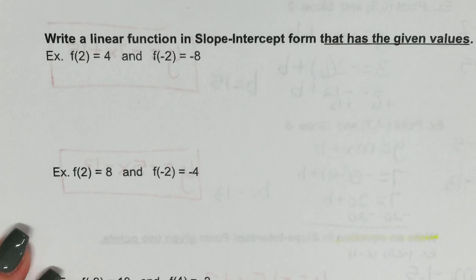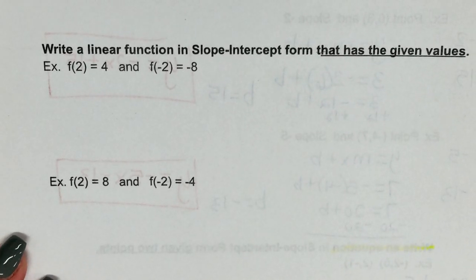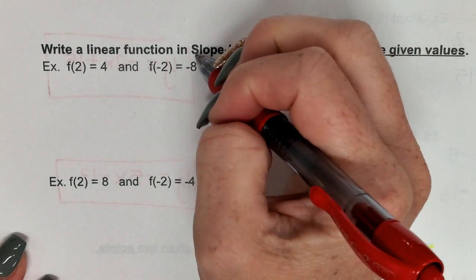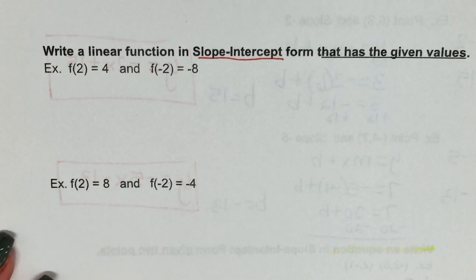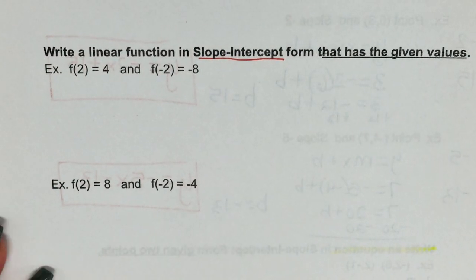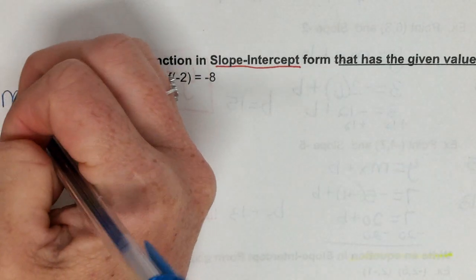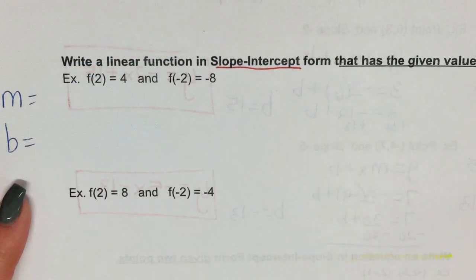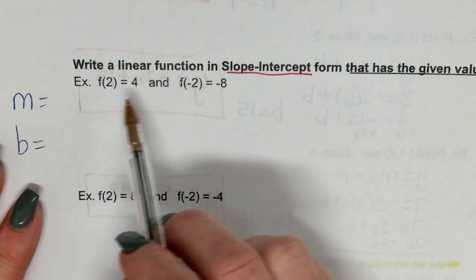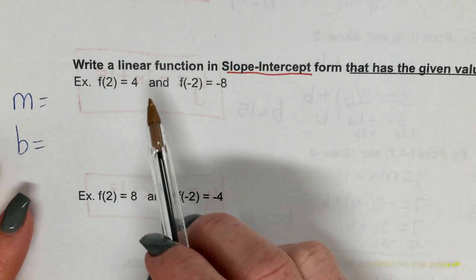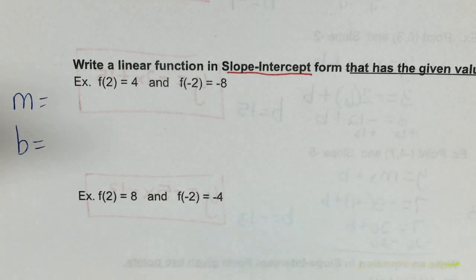down here. Write a linear function in slope-intercept form that gives the following values. All right, to write a linear equation in slope-intercept form, we need an M and a B. What are these that they just gave you? These are coordinates. They're just not written like a coordinate. We've been learning this, yes?